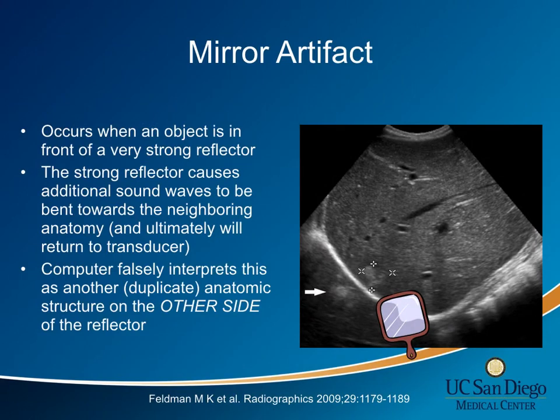Last is mirror artifact. This occurs when a strong acoustic reflector, such as the diaphragm, causes additional sound waves to be bent towards the neighboring anatomy. These bent sound waves will make any object in front of the reflector, like a liver cyst, falsely appear duplicated on the opposite side. We actually use this as a normal sign when performing our extended FAST views.